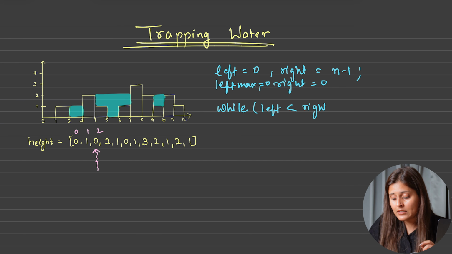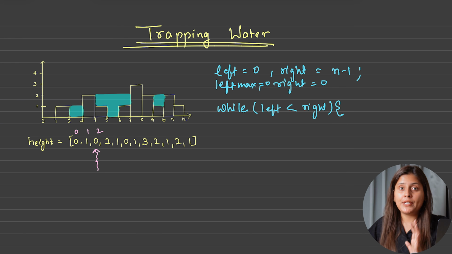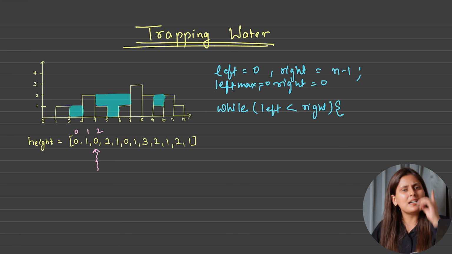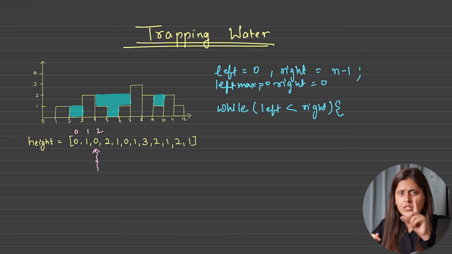So while this condition is true, what do we need to calculate? We need to calculate the water. But first we will decide which one is smaller. Why initially only we will decide and not calculate? Because initially whatever is the block alone, 0 or 1, that cannot hold water. Meaning a single block cannot hold water. So that is why it is very important to move that particular index which is smaller in height.